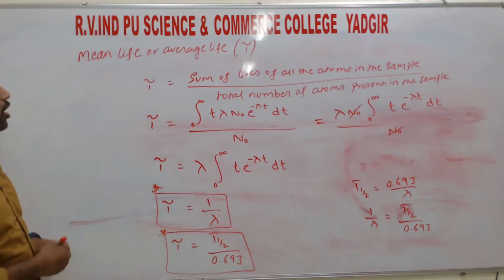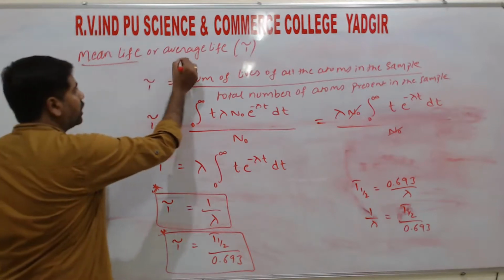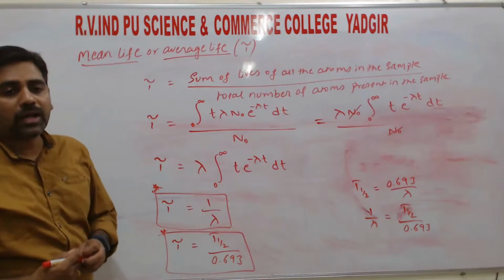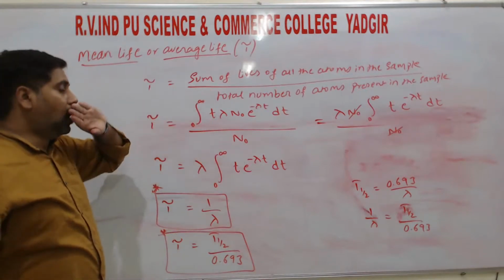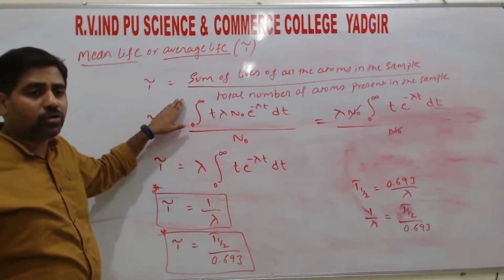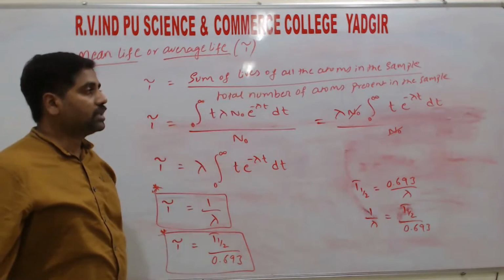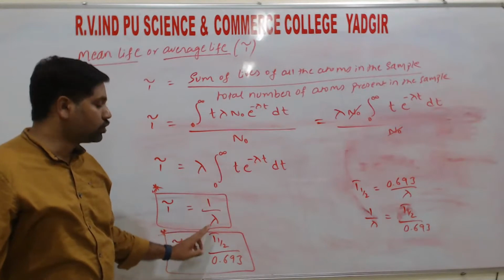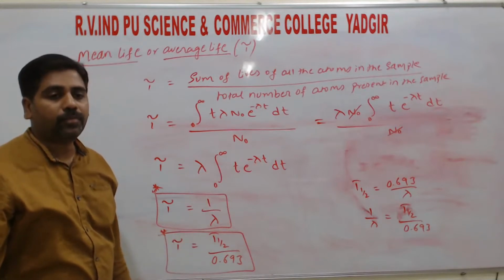So the mean life or average life of a radioactive sample is defined as the ratio of the sum of all the lives of atoms in the sample to the total number of atoms present in the sample, right? So that can be written as tau is equals to 1 by lambda, right?